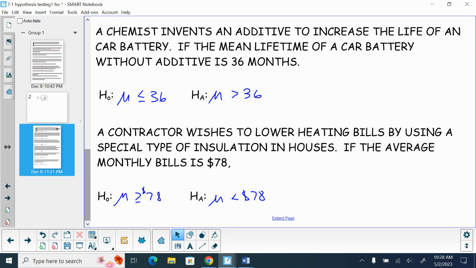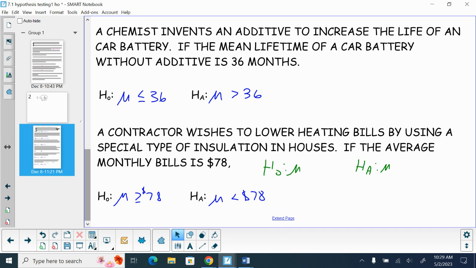So I need you to read the problem and find what that accepted value is. Now, when you're doing this, don't write the null and alternate hypothesis right here in the middle, because you're going to be doing work on this problem as you go throughout. So just along the top by the problem, what is your null hypothesis? What is your alternate hypothesis? And once again, we're dealing with mu here. So just right along the top, you read the problem, write your null and alternate hypothesis, and that's all you've got to do for today.